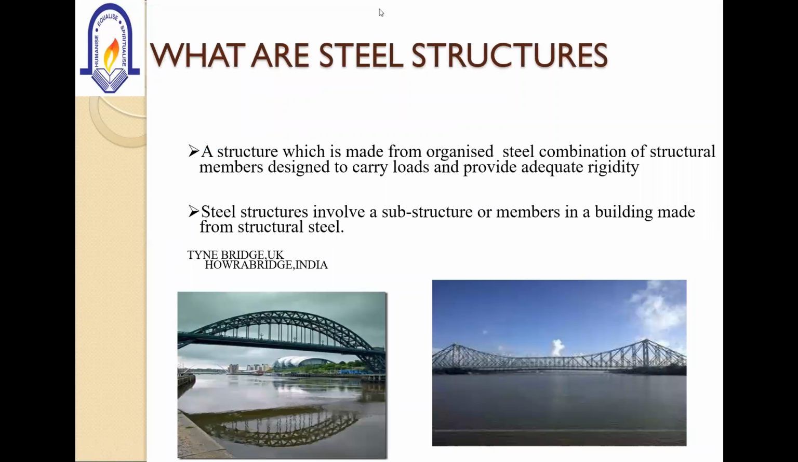Now, what are steel structures? What do you mean by exactly steel structures? The structure which is made from organized steel, that is, the combination of structural members designed to carry loads and provide adequate rigidity, is known as a steel structure. Steel structures are comparatively better than RCC structures, and the strength is also high in case of steel structures when compared to RCC structures. RCC is nothing but reinforced concrete structure.